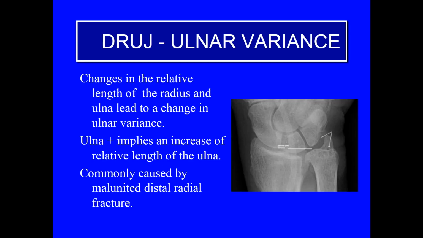So changes in the relative length of the radius and the ulnar lead to a change in the ulnar variance, and an ulnar positive variance implies that the ulnar is relatively longer than the radius. But remember, it's relatively longer to that patient's radius and not just purely a measurement. It must be checked compared to the other side. And it's most commonly caused by a malunited distal radial fracture.